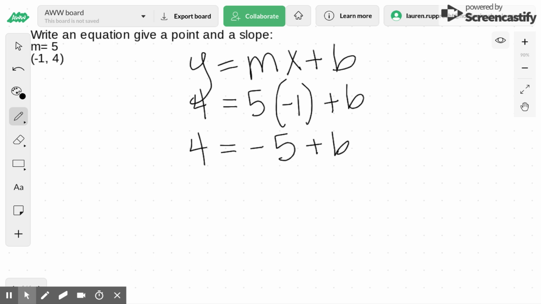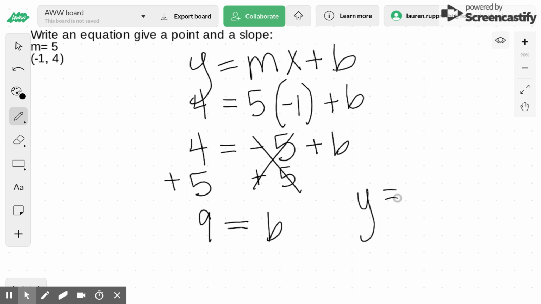Use inverse operations now to solve, and I get 9 equals b. Remember, the reason why b gets isolated is because you use inverse operations, and this becomes 0, so it goes away. So my equation is y equals 5x plus 9.